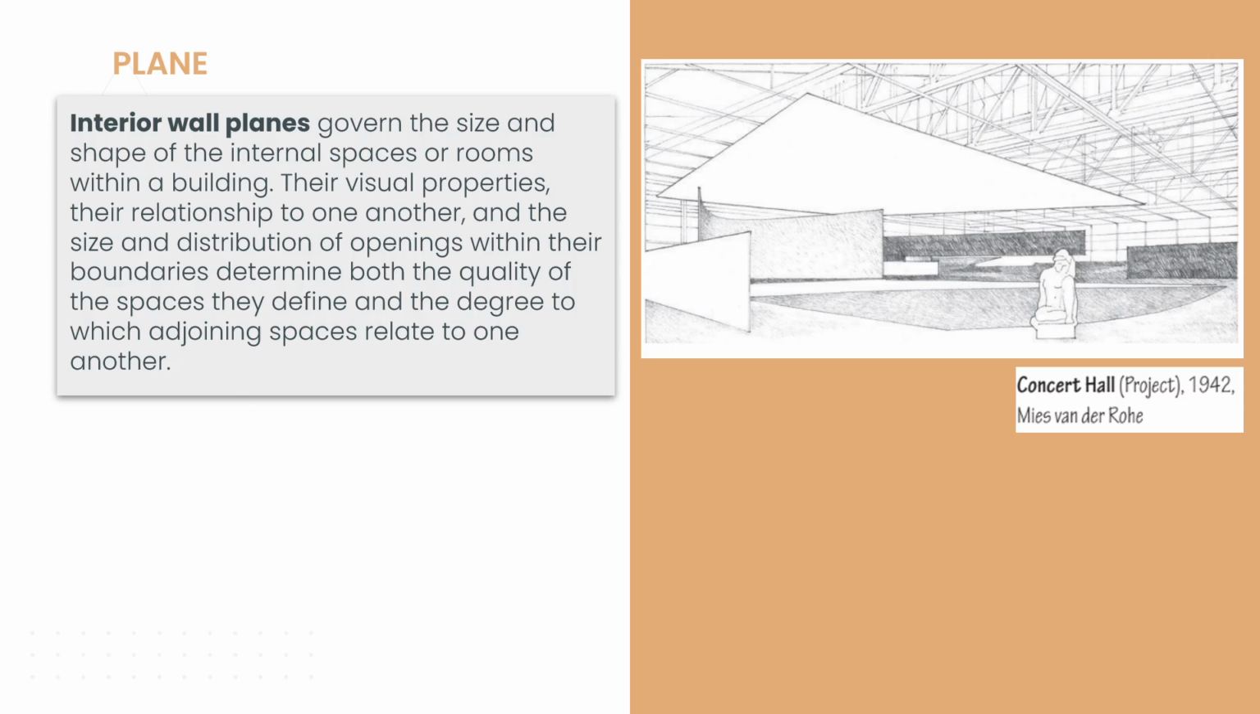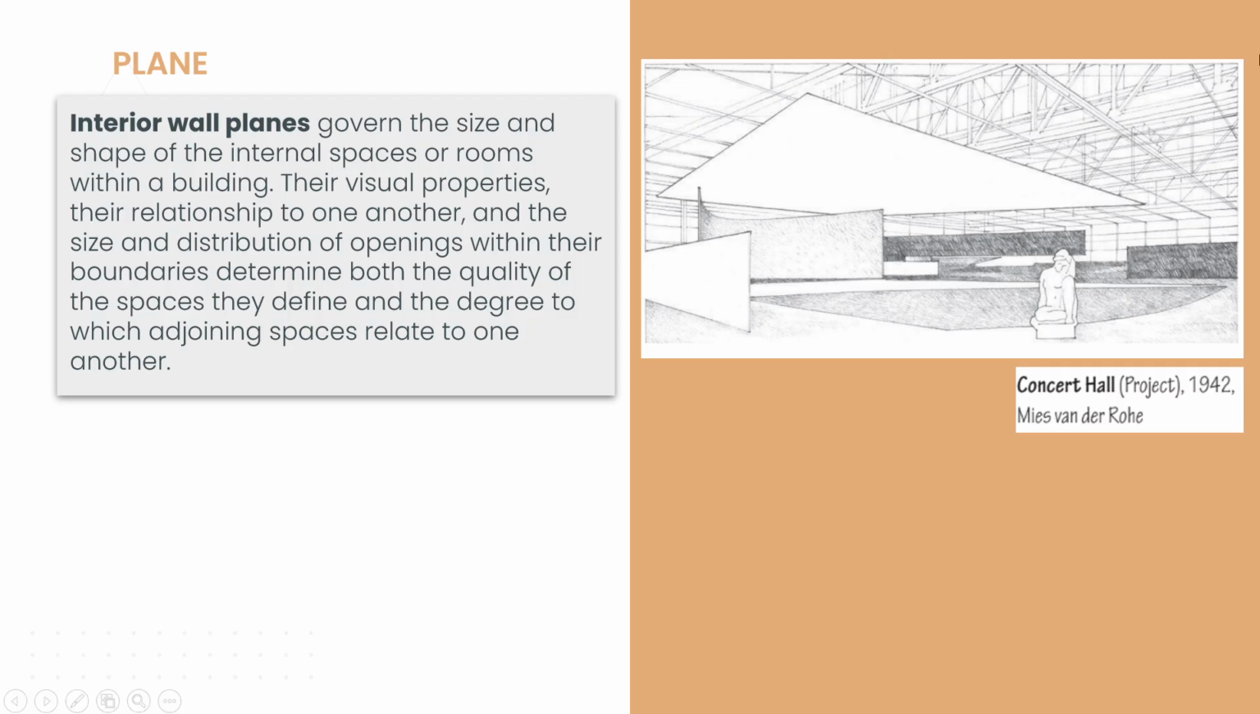So we have that is the exterior. Now proceed to interior wall planes. They govern the size and shape of the internal spaces or rooms within a building. So any walls that are inside the building, like partitions or half partitions or divisions. So it's inside, interior wall planes.